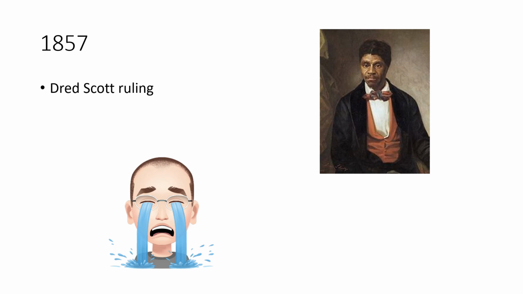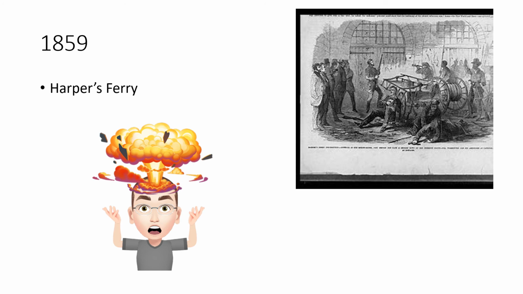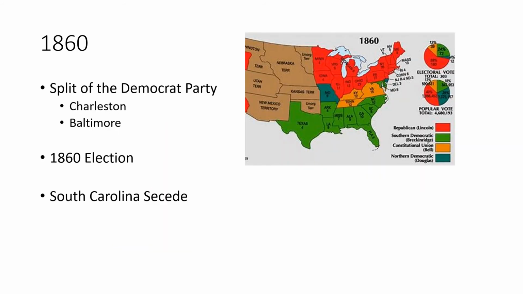In 1857, we've got the Dred Scott ruling, and in 1858, we've got the Lincoln-Douglas debates. 1859 is famous because it is when Harper's Ferry occurs, and then we hit 1860. So we've got the split of the Democrat Party in 1860. Make sure you know that there are two conventions that occur. We've got the one in Charleston and the one in Baltimore.